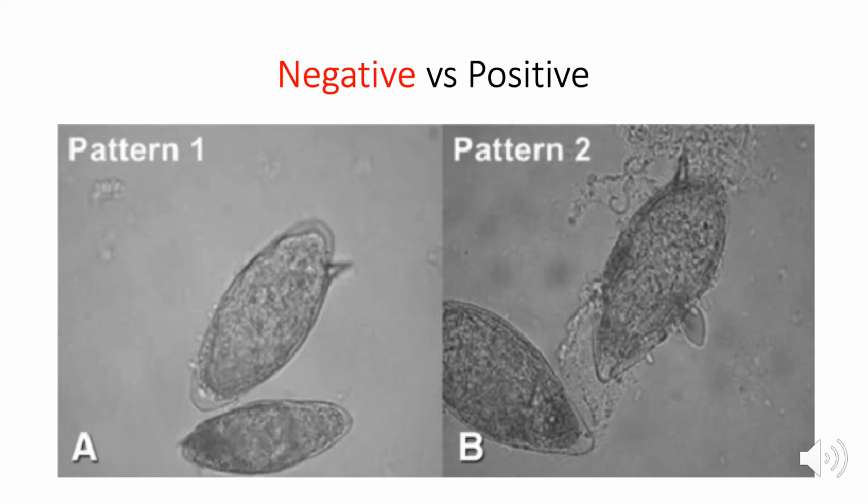Picture A is negative for antibodies. Picture B, since there is formation of microprecipitates, is positive for antibodies to Schistosoma.